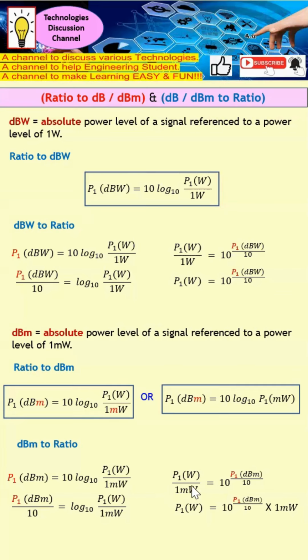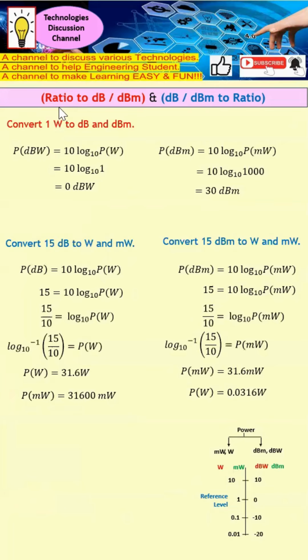Let me give you an example. For example, I am required to convert 1 watt to dB and also 1 watt to dBm. How can I process this? Basically, this is the conversion from 1 watt, which is a ratio, to dB. This is the formula which I mentioned earlier on. The power is 1 watt, so I replace the power by 1 watt, and if you punch your calculator, you should be able to obtain 0 dB.